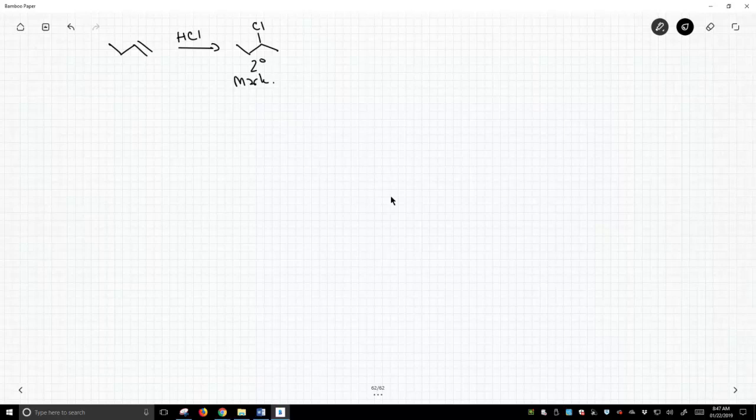And that Markovnikov regioselectivity would be driven by the fact that we want to put the carbocation in the more highly substituted side of the alkene when we protonate the alkene. Great, this is old chemistry. Now, let's change this up just a bit.